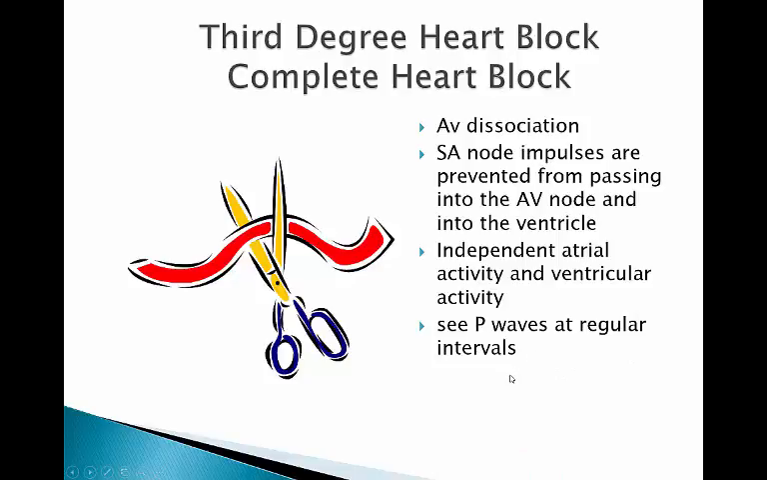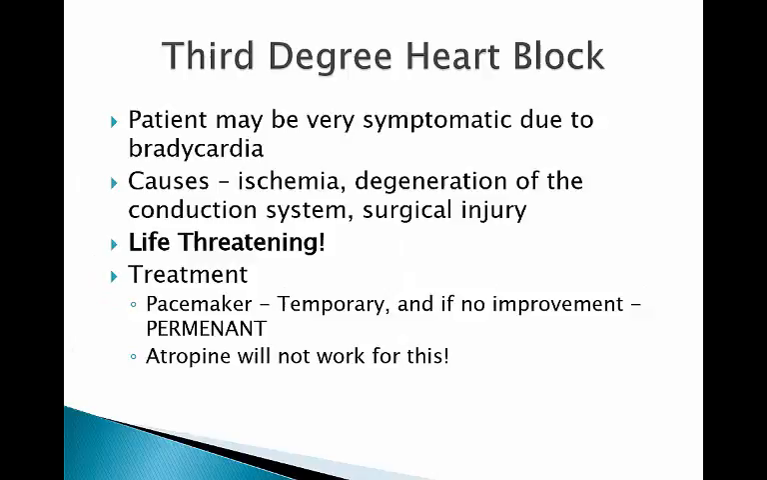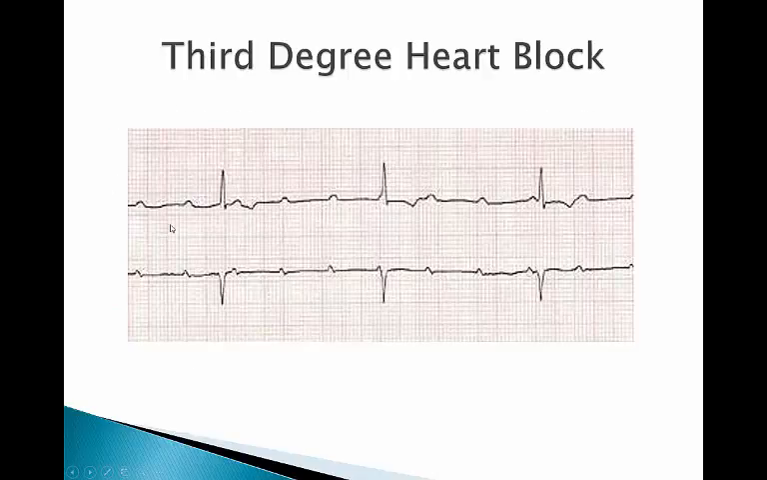So P waves are going to be regular. Now I'm going to skip ahead 2 slides to show you the strip. All right, here's third-degree heart block. If you measured out these P waves, here's one, here's one, here's one, they come at a pretty regular interval, for the most part. And then the QRSs just come about whenever they please, because the atria are doing their own thing, and the ventricles are doing their own thing.